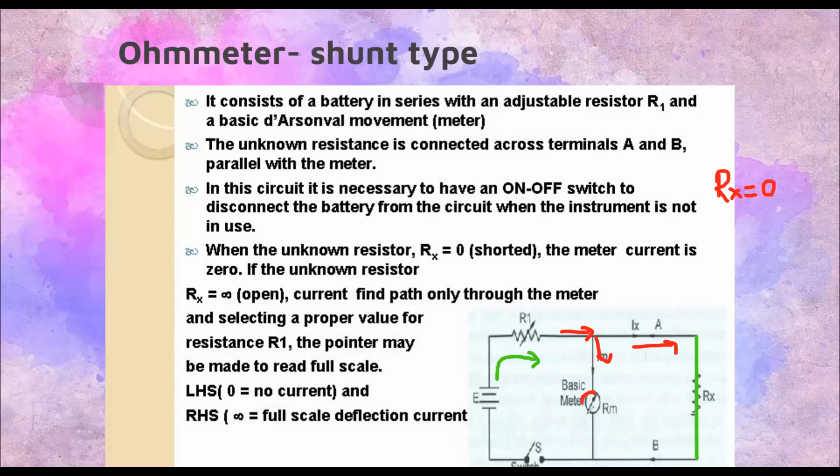So, in this there is a meter, it will have some resistance. This is a complete short, so the resistance will be less. So all the current will go from here. And the meter gets zero current. Okay, so the current is zero in this case. Fine. This is okay, understood.